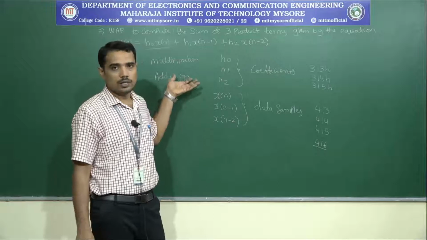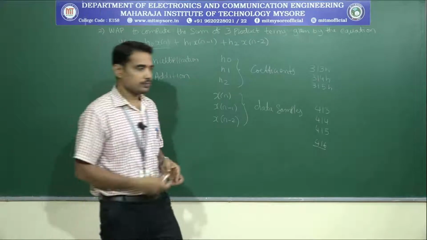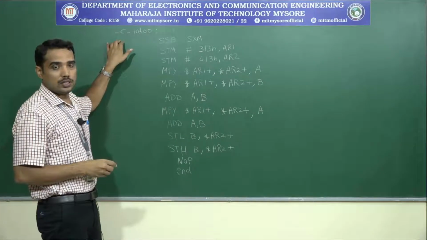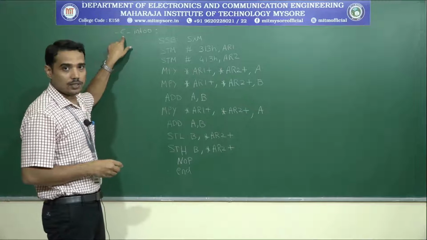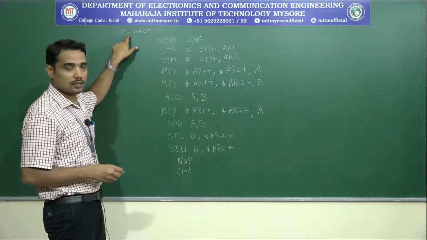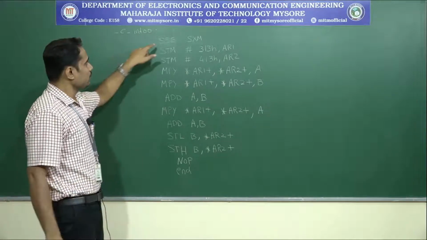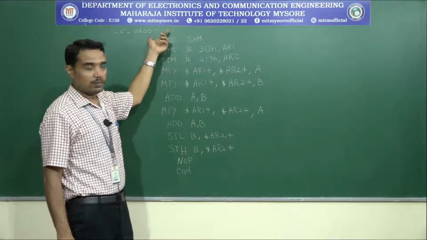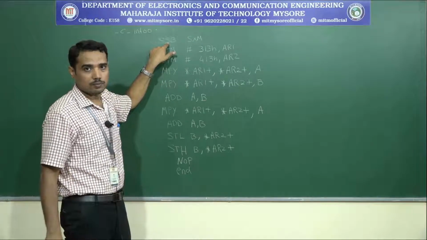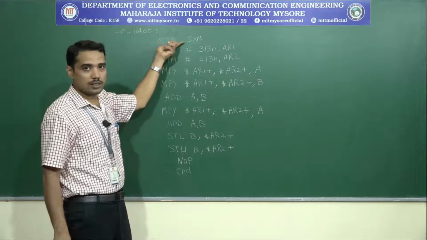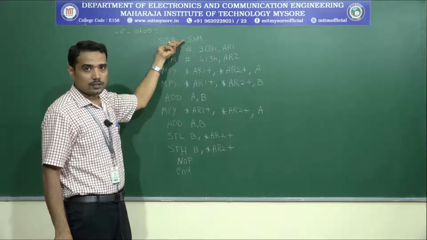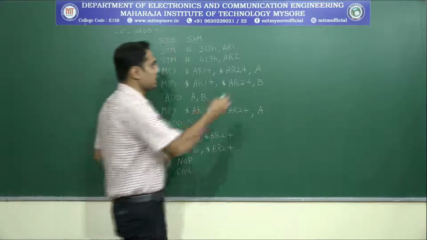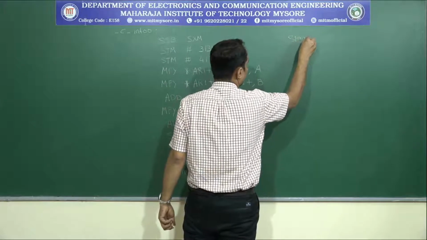Now let us try to write the program. Now let us analyze the program. I am not going to write the header files. I am directly starting from the starting label, that is _C_int00. The first instruction is SSBX SXM. I forgot to mention this instruction in the previous program. It is better to incorporate this instruction after loading the 0 value into accumulator, because we are handling signed numbers.